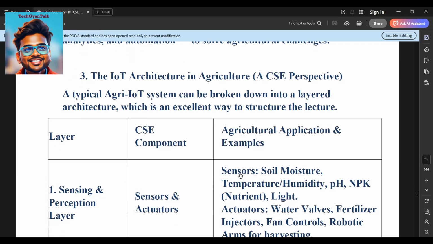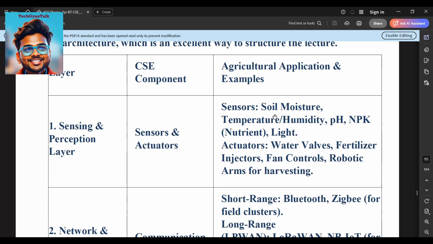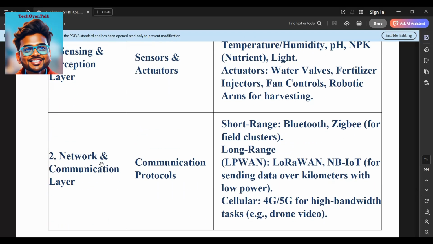And the IoT architecture in agriculture is what we do from computer science for this particular thing. A typical agri IoT system can be broken down into a layered architecture, which is an excellent way to structure the lecture. So, sensing and perception layers. Our CS components are sensors and actuators. Agriculture application examples, sensors: soil moisture, temperature, humidity, nutrients, light; and actuators: water valves, fertilizer injectors, fan controls, robotic arms for harvesting. And then the networking and communication layer.